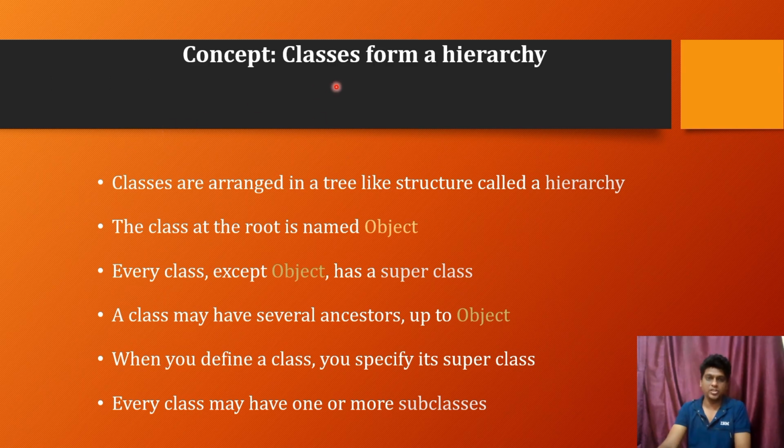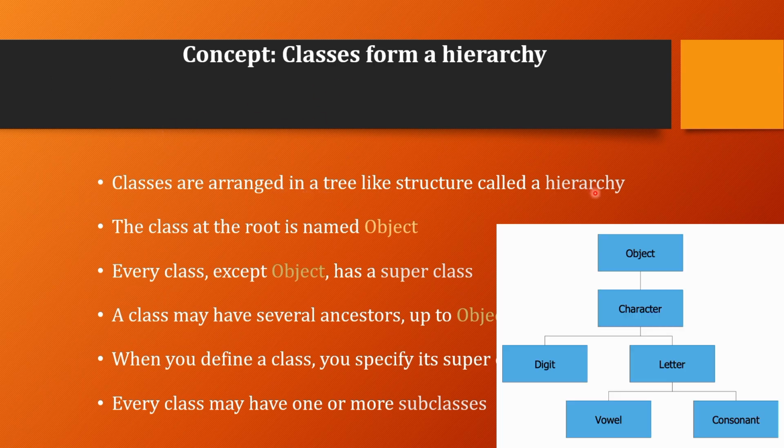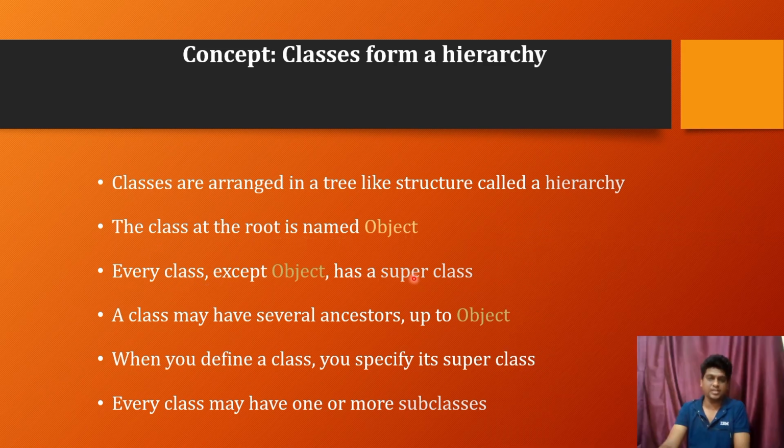So classes are arranged in a tree-like structure. We call it a hierarchy. The class at the root is named Object. Every class except Object also has a superclass. A class also has several ancestors. When you define a class, you should specify it with a superclass.